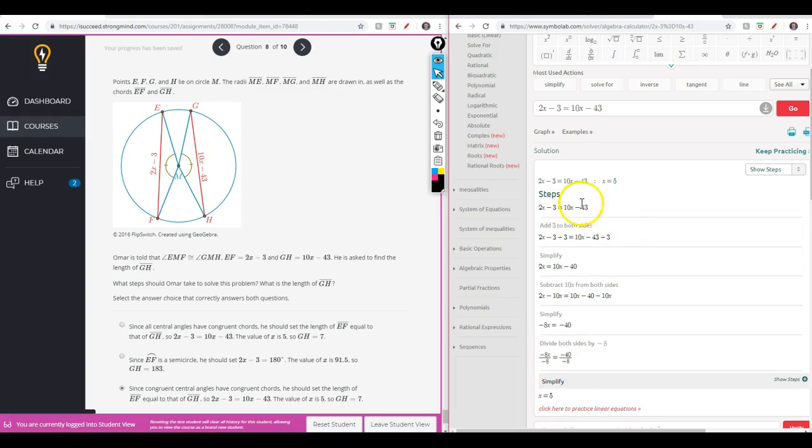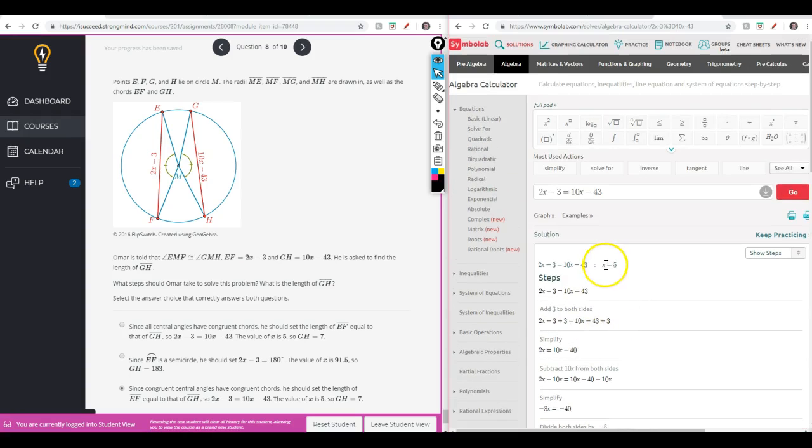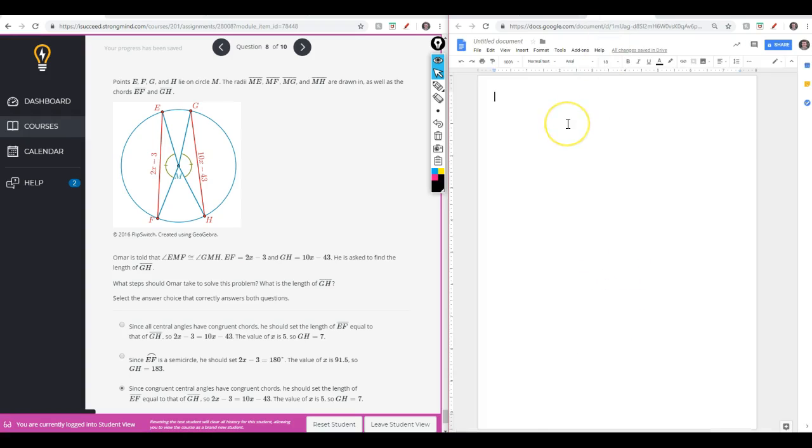If you have questions on the steps and you want to check if you made a mistake in those steps, it shows where that mistake was made. So x equals 5, and some of you might be saying, okay, well that's all fine and dandy, but how did they find the length of GH?